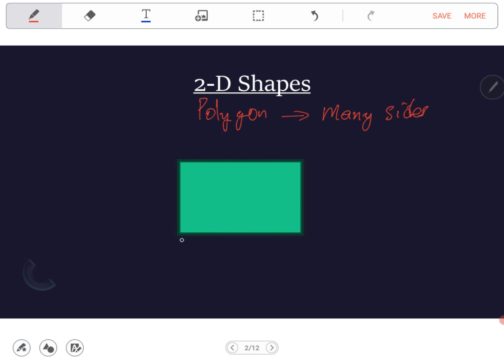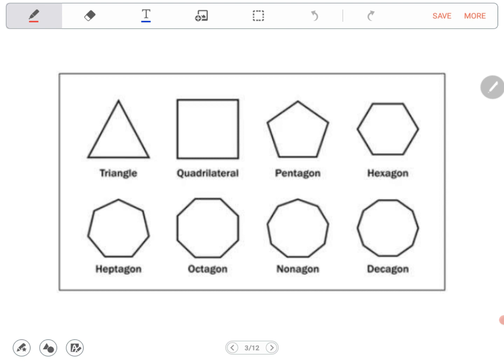We say it's two-dimensional because we'll have the length and we'll have the breadth. And from them, we can look into a few examples of this. So we have a triangle, which obviously has three sides, and a quadrilateral. A quadrilateral is any four-sided shape. We'll talk about a few of these quadrilaterals later.